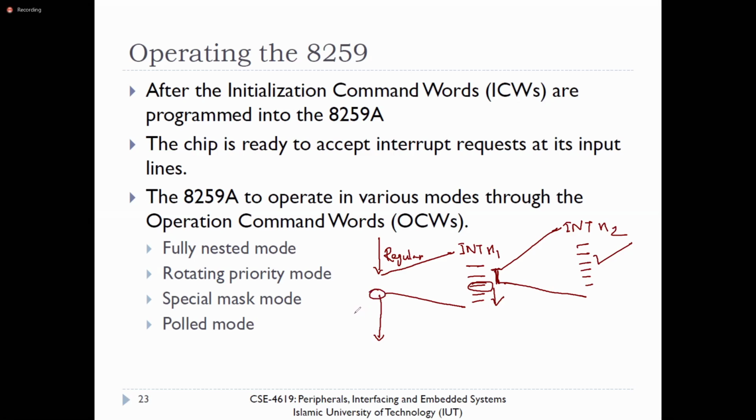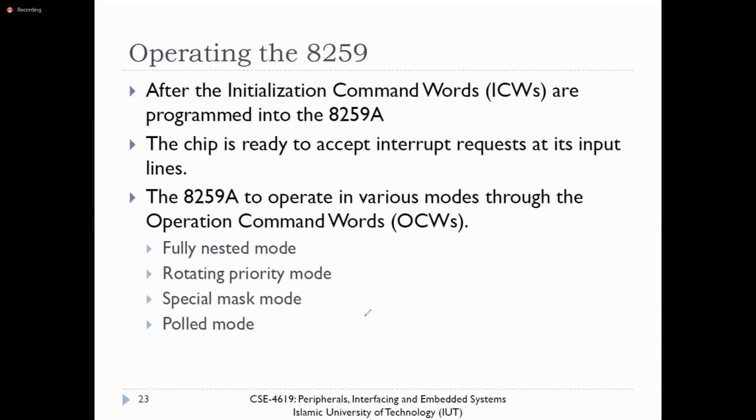So we say this is the fully nested mode, and most commonly each computer system works with this fully nested mode. And the second one is the rotating priority mode. This is the fair mode, but the 8259 can be programmed with a rotating priority mode. That means the highest one, then the second highest one, the third highest one, and so on up to the lowest one, in a round-robin fashion, you can say.